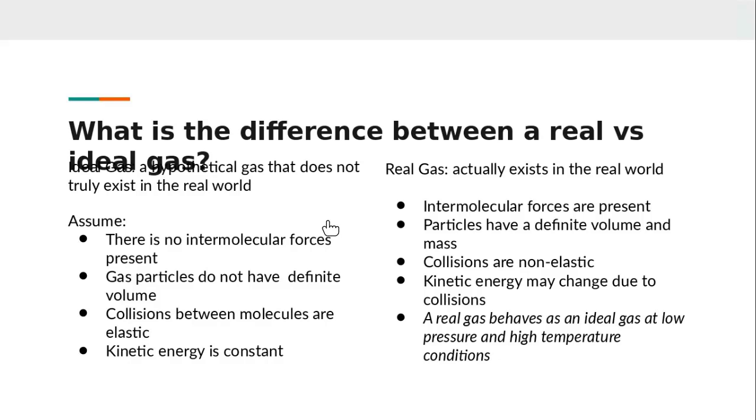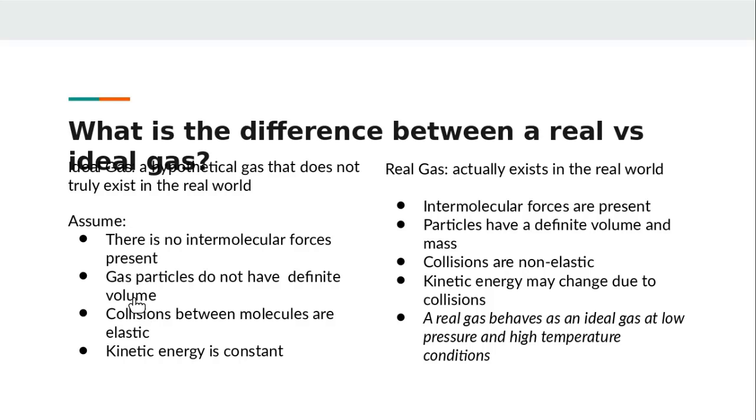Another important thing to understand is the difference between real and ideal gases, right? So what is an ideal gas? An ideal gas is a hypothetical gas that doesn't actually exist in the real world. We just assume that something's an ideal gas to make the calculations easier for the most part. So ideal gases have certain properties that we assume to be true. One of them being that there are no intermolecular forces present. In real gases, obviously, there are intermolecular forces present.